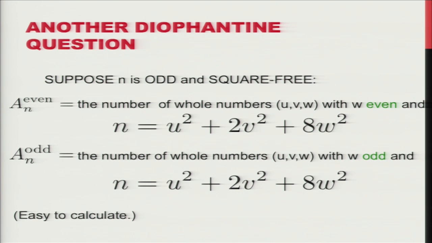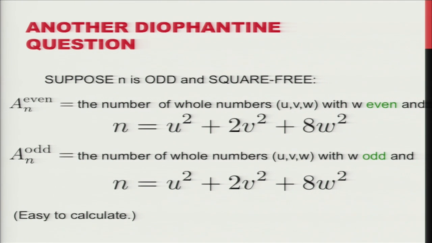Well, we now believe we know how to answer this question. Instead of the original problem, let me take this putative area of the triangle n and try and write it as a perfect square plus twice a perfect square plus 8 times a perfect square. And for simplicity, let me suppose n is odd and square free, just so you can do the other cases too.